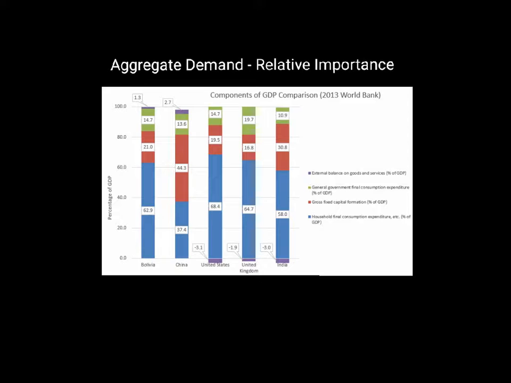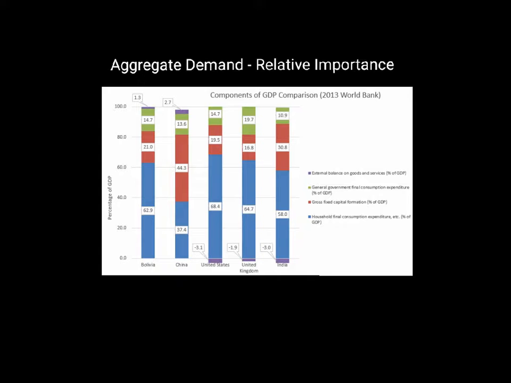Now, the data that I've got here has come from some World Bank data from 2013. That's the most recent data set when I made this video, which covers a variety of different countries. And I really want to just have a quick look here because it's important to understand that the different components have different importance within the AD. So a change in one might have a bigger overall impact on AD because that component is more important.